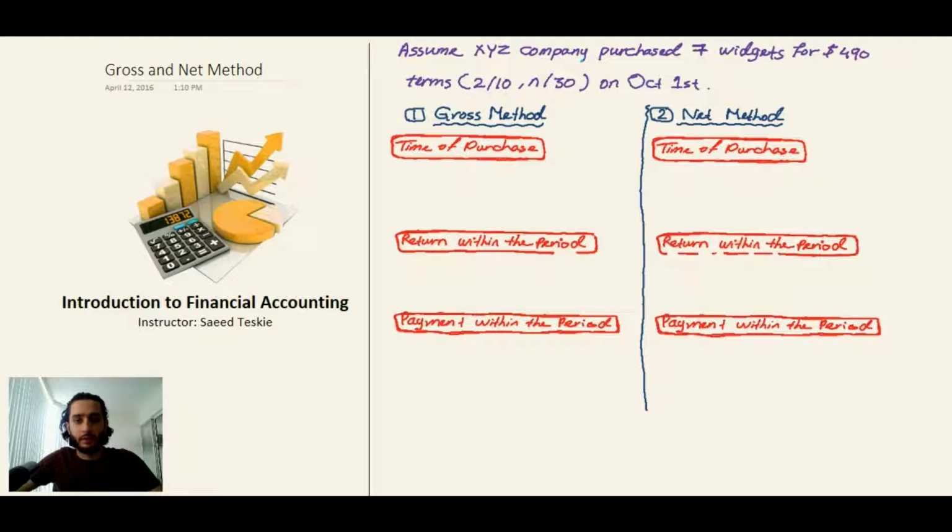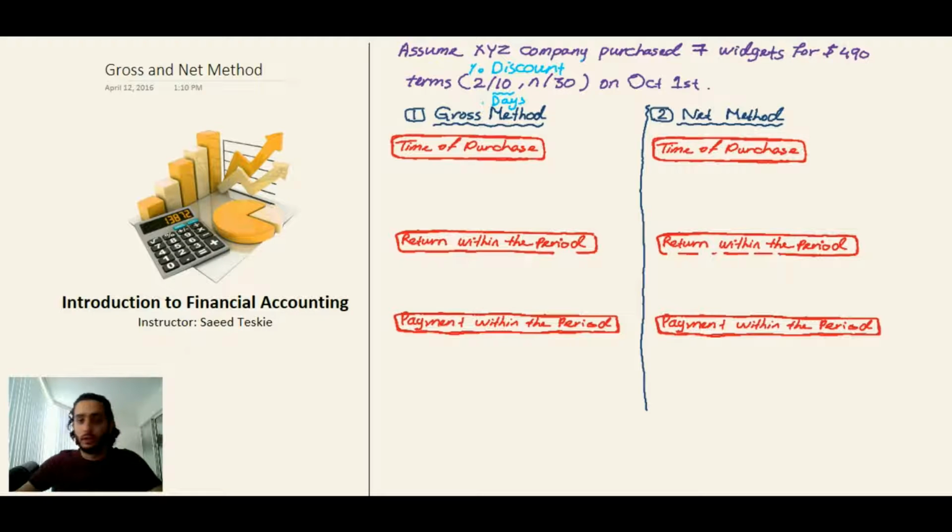The 2/10 refers to the discount period. So here the 2 means that we are getting a percentage discount. So 2 means 2% and 10 days. So if we paid within the first 10 days after the purchase, we'll get 2% discount.